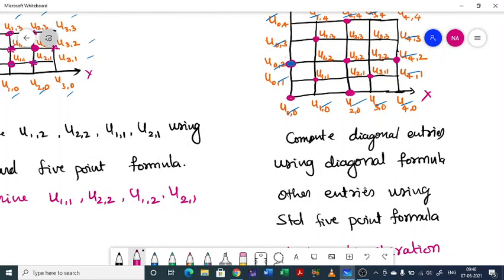You will be having all those 9 values. Then for each entry again apply the standard 5-point formula. u1 comma 1, again apply the standard 5-point formula to u1 comma 1. Then again apply to u2 comma 1, u3 comma 1, 3 comma 2, 3 comma 3. You have to apply the standard 5-point formula to all the 9 entries. So earlier what we had done, we applied the standard 5-point formula only to the central value and the diagonal values. For the remaining we applied the diagonal formula.